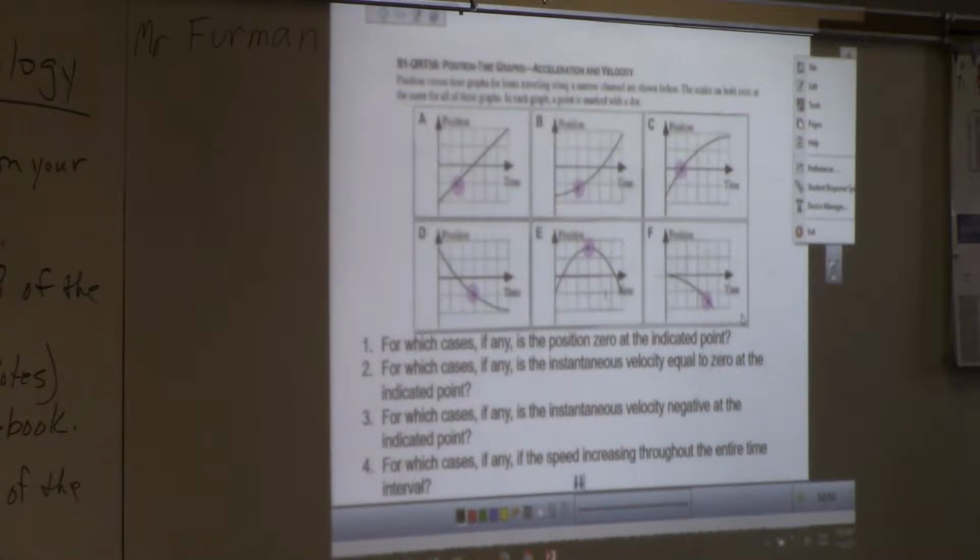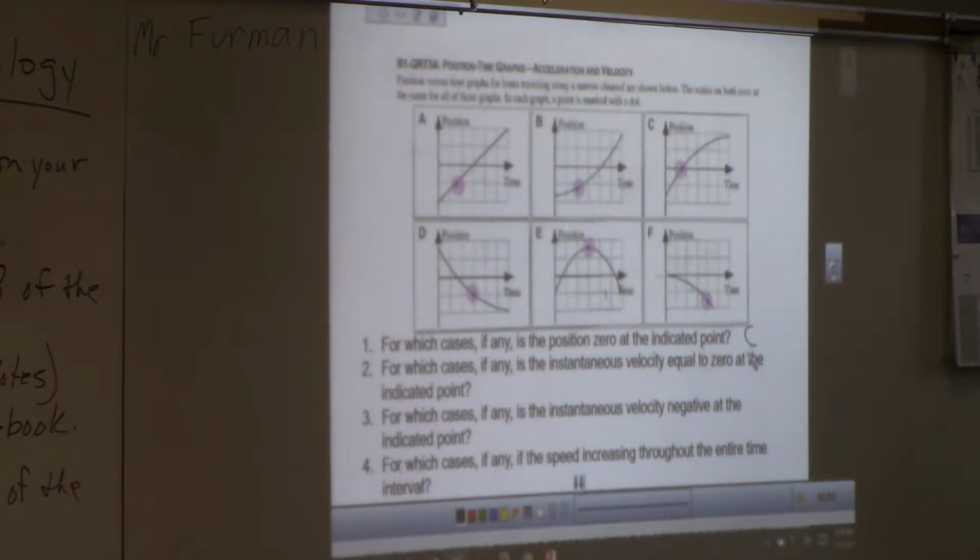So how do you get position from a position graph? Yeah, you look at the y-axis. Sometimes it is that simple. How do you get velocity from a velocity graph? Just read the graph. Just read the y-axis. So, do any of these graphs have a position 0 at the indicated point? C, absolutely. Don't convince yourself that it's a trick question. Sometimes it really is that simple. It's a given. Read it.